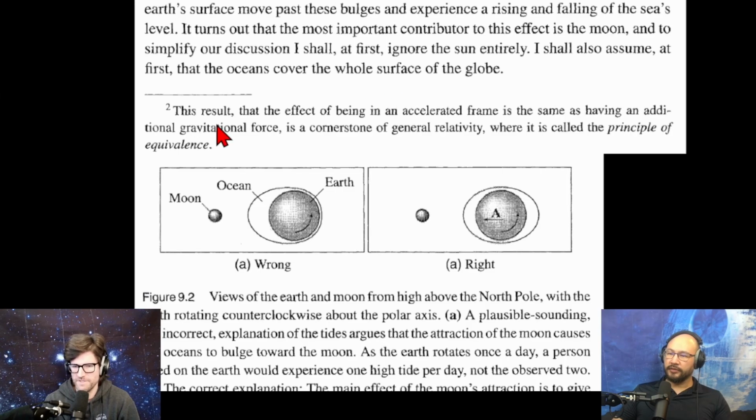Okay. This makes sense. Good assumptions to get a feel. Make it simple. We'll add the sun in later, but for now, just work with the moon.